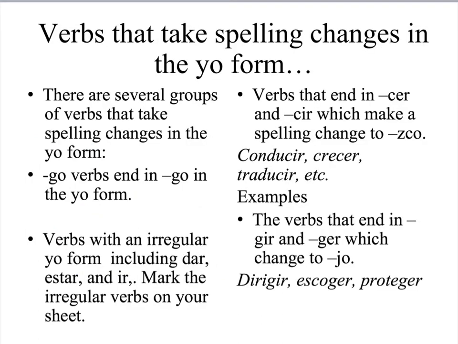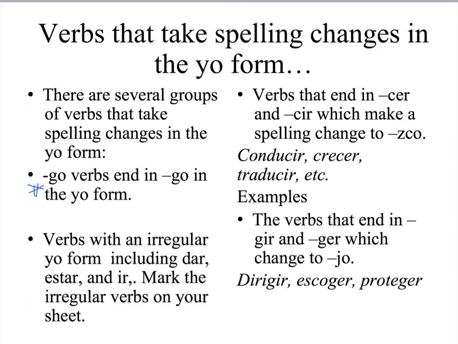In the present tense, there are lots of verbs that take spelling changes in the yo form. We have a group of verbs that we call go verbs. Go verbs include hacer, poner, tener. All of those have go in the yo form. If you flip to the back side of your handout, you'll notice a list of verbs that can be considered go verbs. Please take appropriate notes.